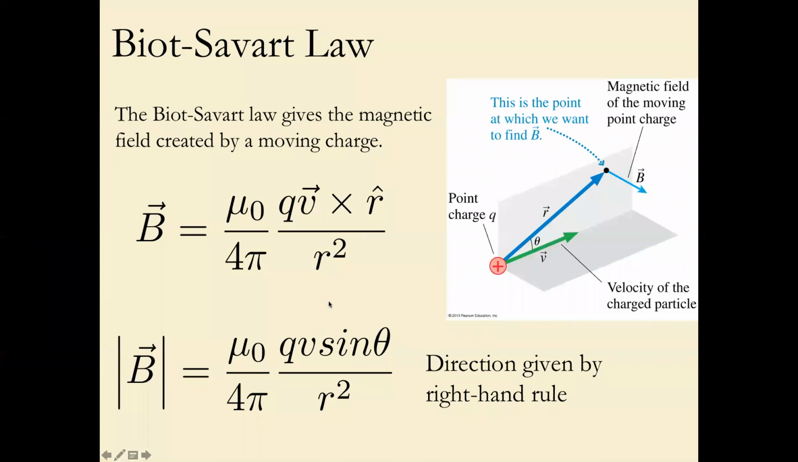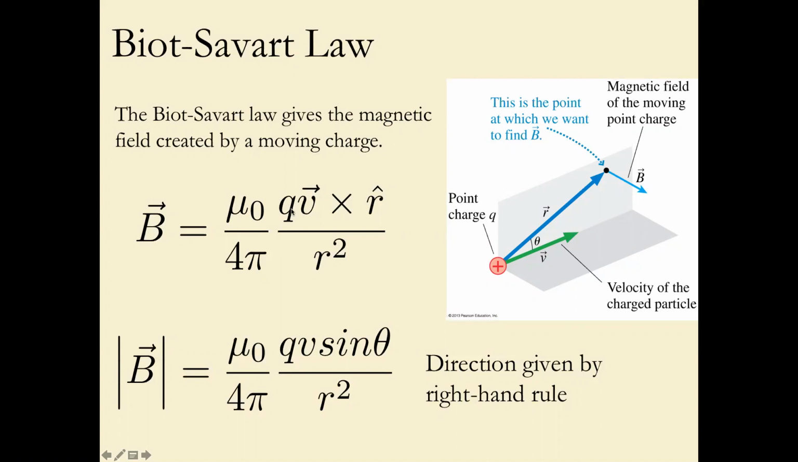Okay, by now we have learned that a current carrying wire can create a magnetic field. And now here we will see a moving charge can also create a magnetic field, which is explained by Biot-Savart law. According to this law, the magnetic field created by a moving charge is equal to mu0 over 4 pi, which is the constant, times Q V cross R hat over R squared.